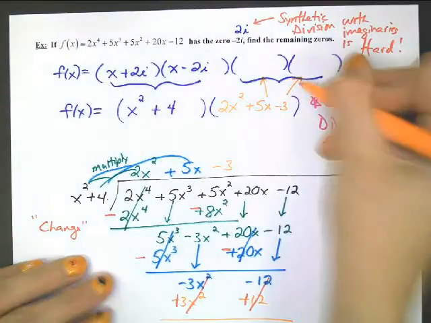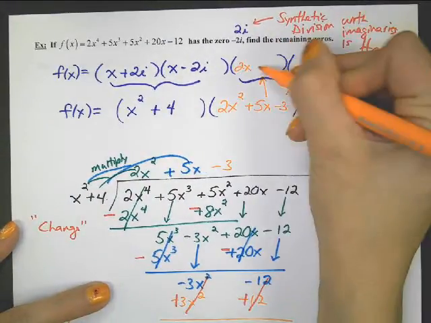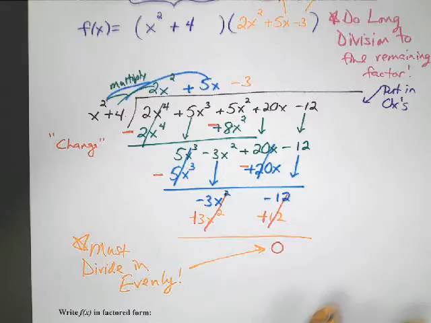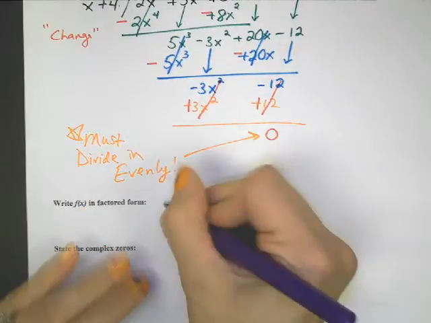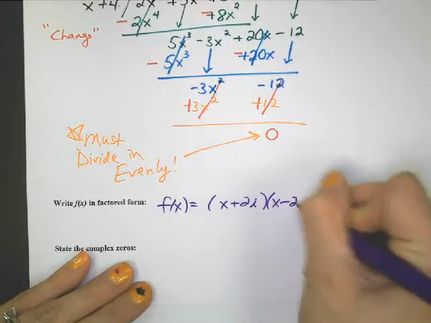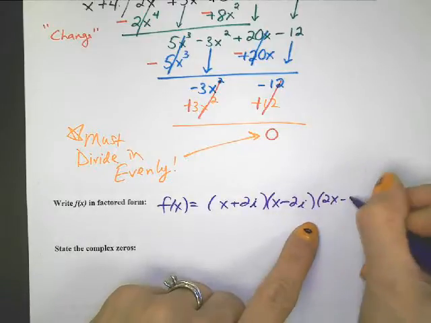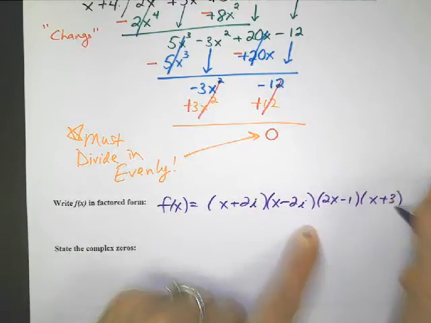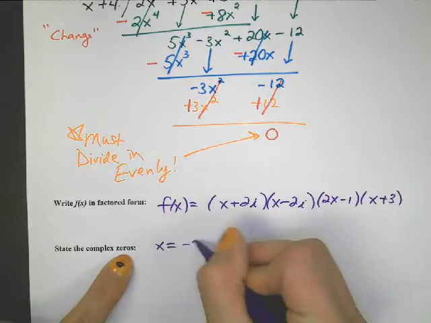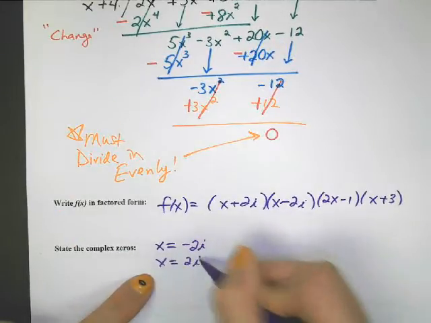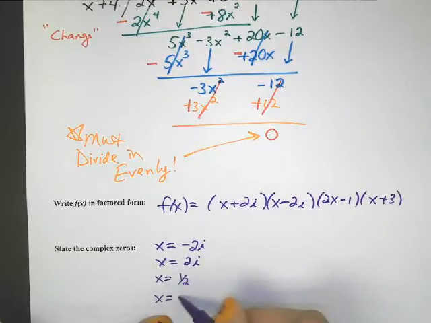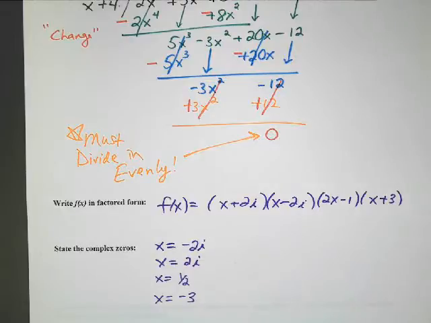Okay, and now I can just go backwards here and factor this into 2x minus 1, x plus 3. All right, what does it say down here? Write f of x in factored form. Oh, you got it. f of x equals x plus 2i, x minus 2i, 2x minus 1, x plus 3. Two of them were reals, two of them were imaginary. State the zeros. x equals negative 2i, x equals positive 2i. Buy one, get one free. x equals 1/2. x equals negative 3. Those are the complex zeros.